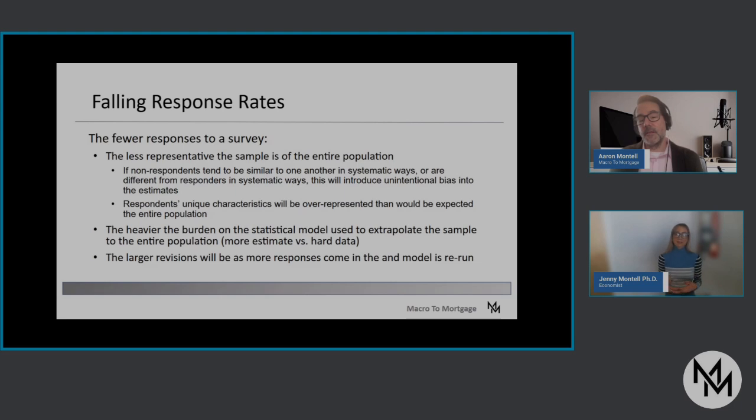Those modeled estimates are based on less hard data. And so there's just more burden on the statistical model used to extrapolate the sample to the entire population. Therefore, there's going to be larger revisions as more responses come in and the model is rerun.